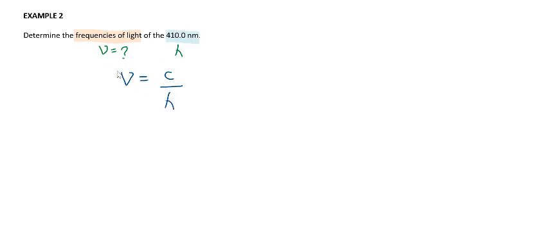So in this formula, there is a relationship between frequency and lambda, where c is the speed of light. It is a constant, which is 3.0 times 10 to the power of 8.